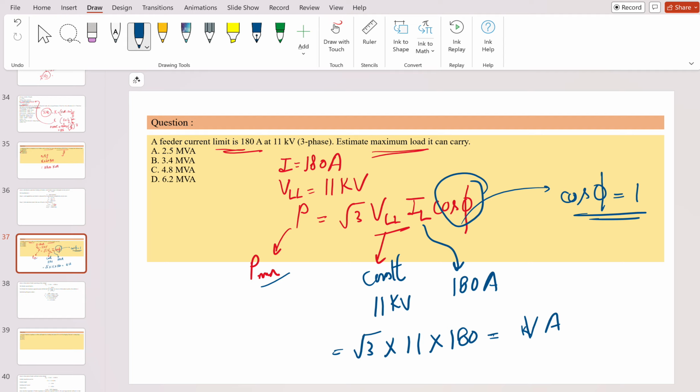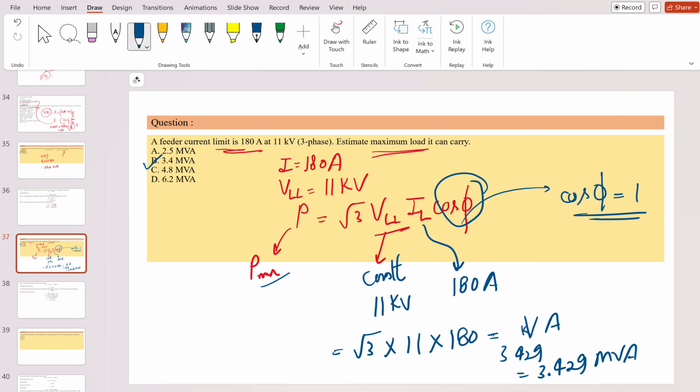How much it will come out to be? It will be root 3 multiplied by 11 multiplied by 180. It will come out to be 3429 kVA, or 3.429 MVA. That is simply equal to option B.